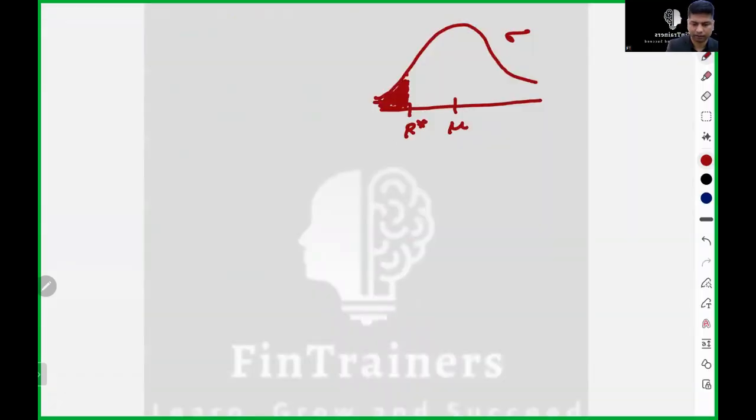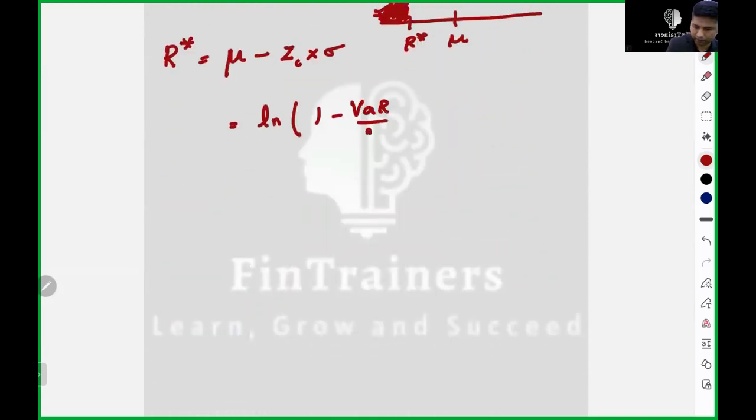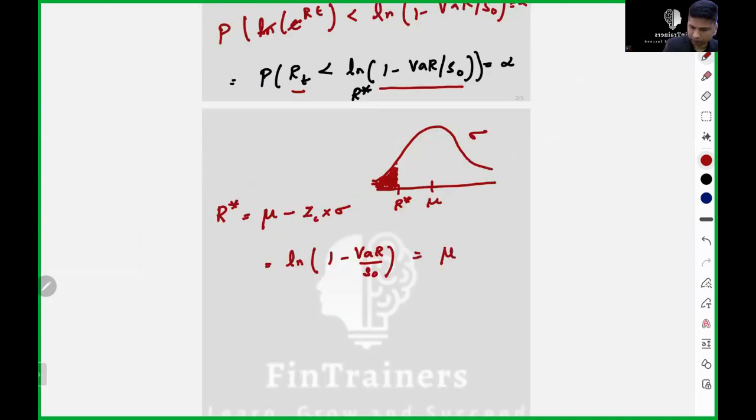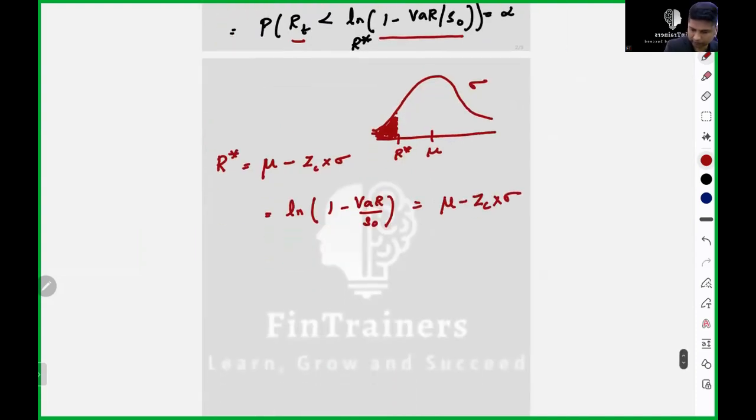So this R star, now this is a normal distribution, so we can just write like our usual, this is your left tail. So if I have my average return as mu, then I'm just going to subtract the z value, the critical value, multiplied by the standard deviation. And we know that this is equal to your natural log 1 minus VAR divided by S0. So now this is where we stand. Let's remove this log normal.